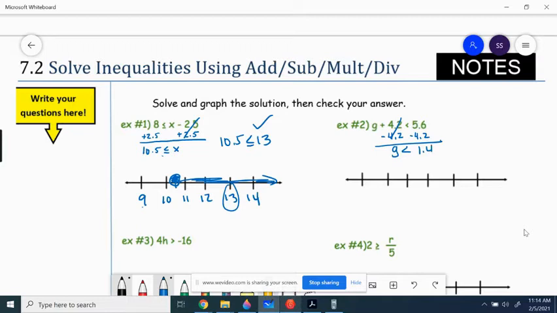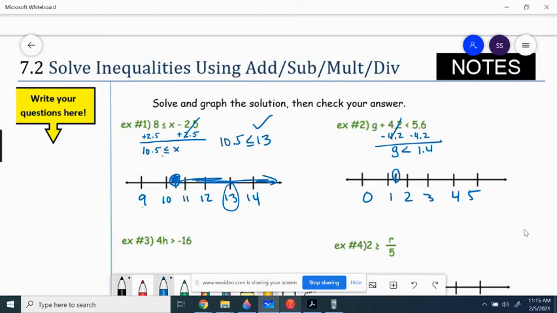All right, let's graph this out. Let's do 0, 1, 2, 3, 4, and 5. 1.4, so we're in between 1 and 2, so I'm going to go a little bit less than half there. Circle this. Determine if it's open or closed. There is no line underneath our symbol, so it does not include 1.4, so we'll keep it open.